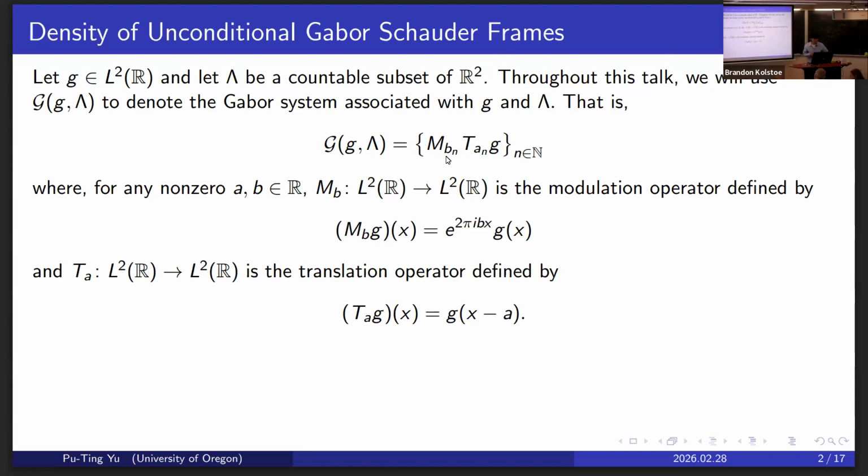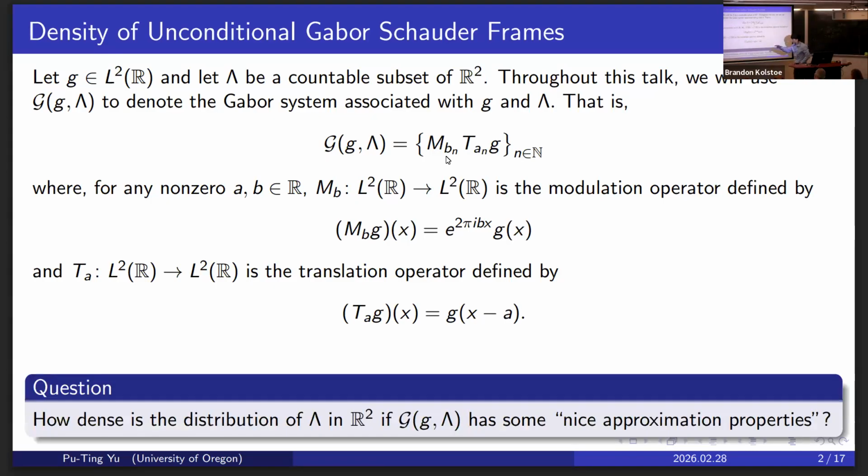The main idea behind this talk is: how dense is the distribution of this set of time-frequency shifts in R2 if this Gabor system has some nice approximation properties? This is actually a very broad question, in the sense that you can define your own criterion to estimate the density, and you can also define your own nice approximation properties. I'll get to how I estimate the density perhaps in 10 minutes, but let me get to the part of how I define my own nice approximation properties.